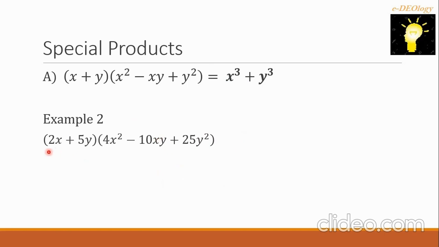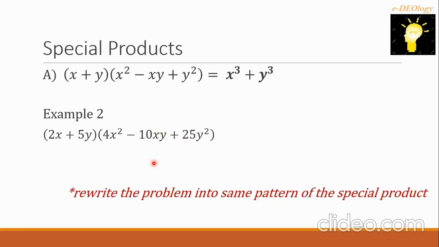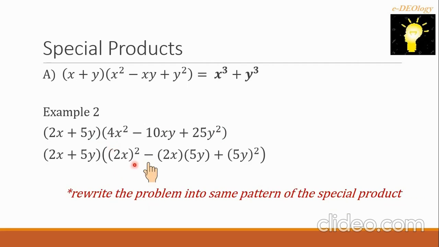2x plus 5y is the binomial, multiplied by the trinomial 4x squared minus 10xy plus 25y squared. We can rewrite the problem into the same pattern of the special product. So for the 4x squared, we can rewrite this as 2x raised to 2.